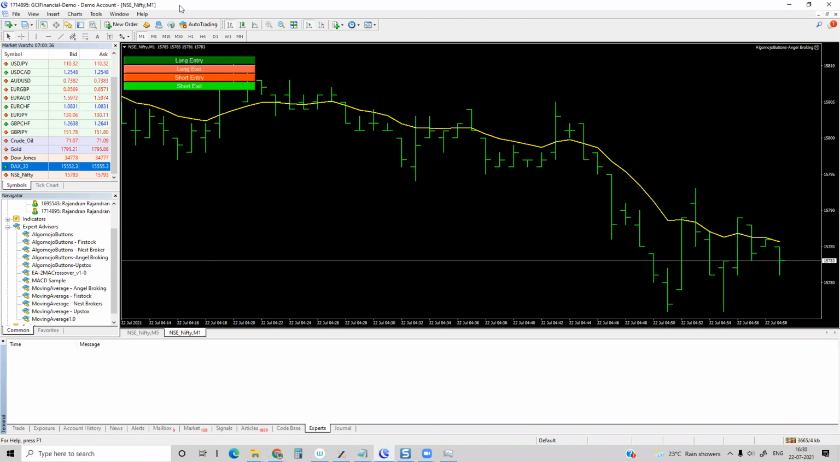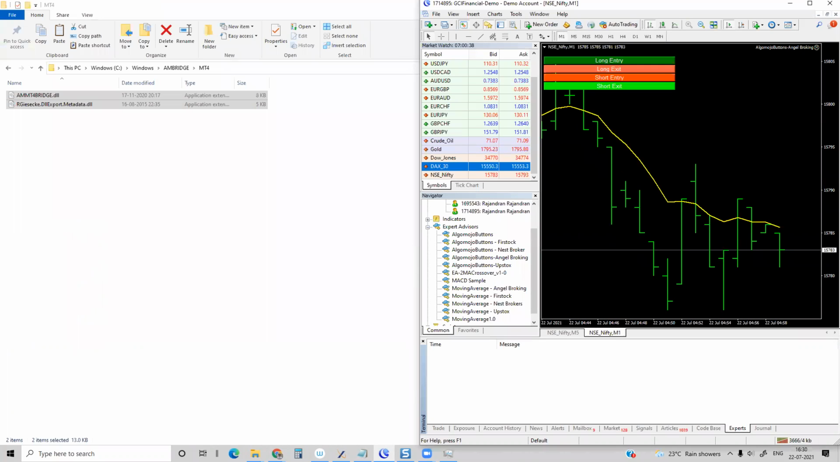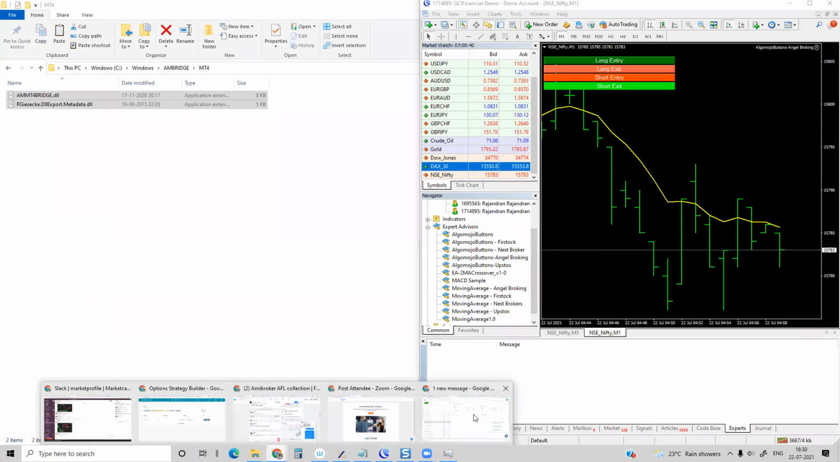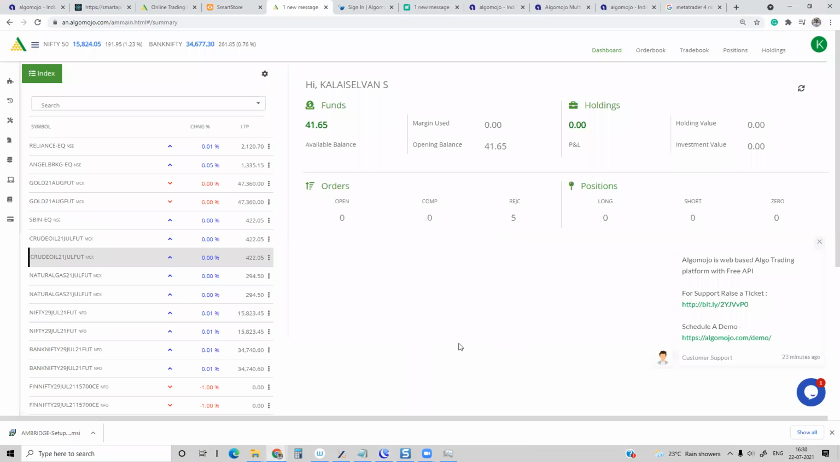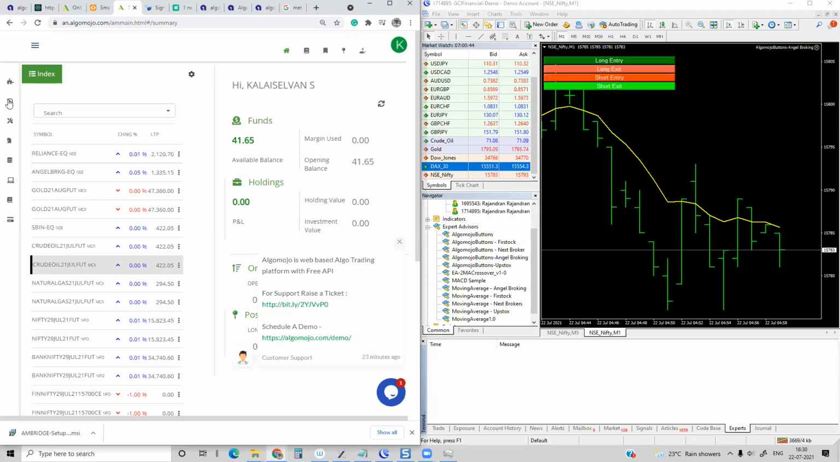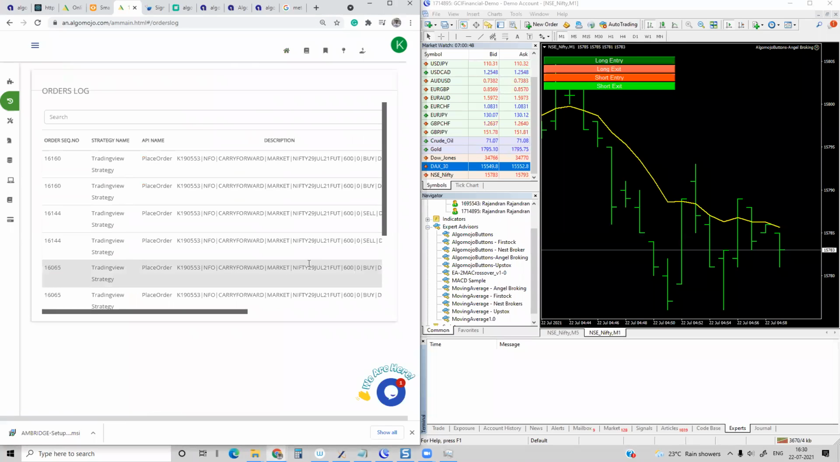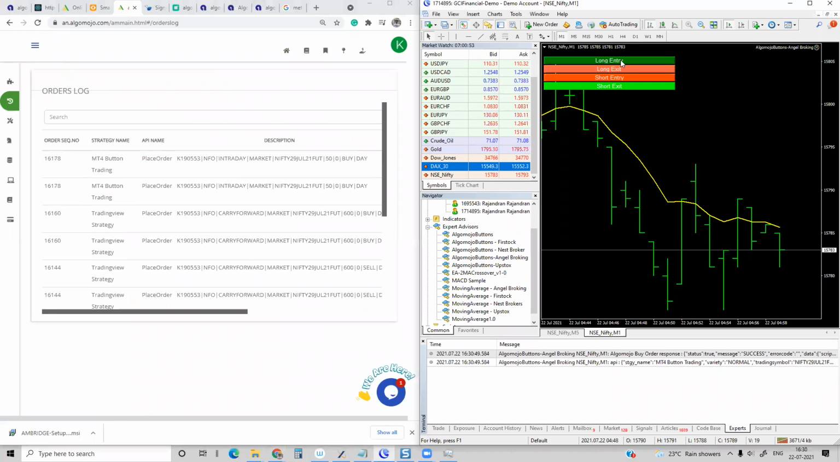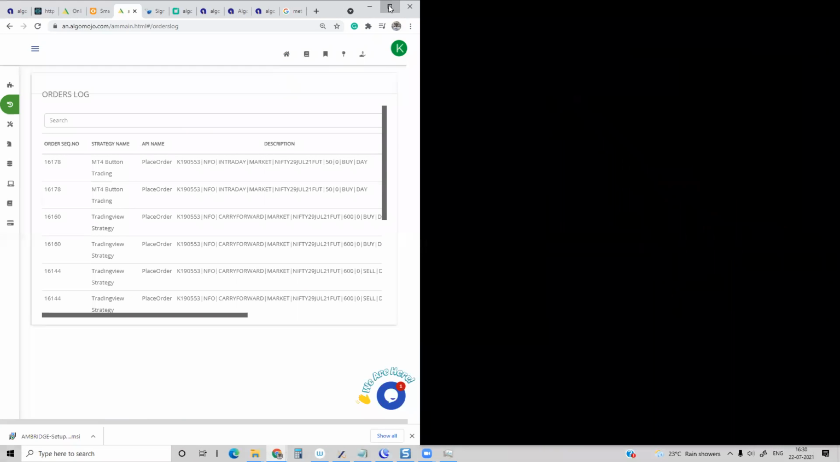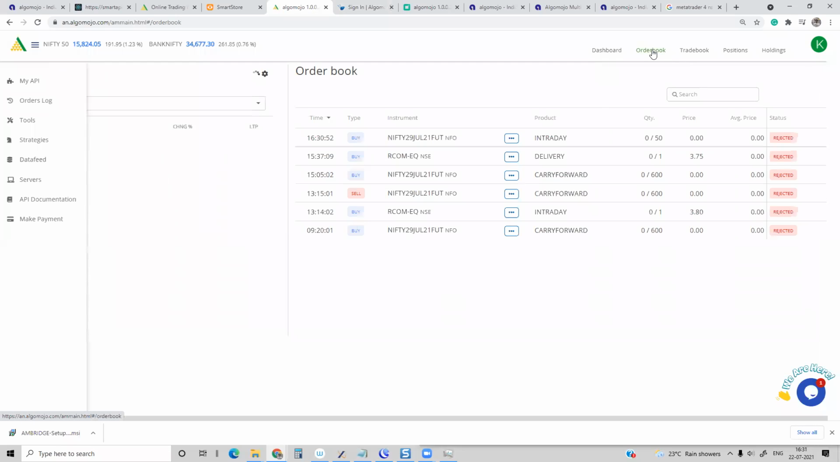Let us say I'll shift this towards the left, and I'm going to bring the application to the right. Let's say I'll go to the order log so that we can see side by side what is happening. Let us say I'm punching a long entry order. You can see that the order has immediately reflected over here, the MT4 button trading. If I go and check the order book also, you should be able to see the orders.